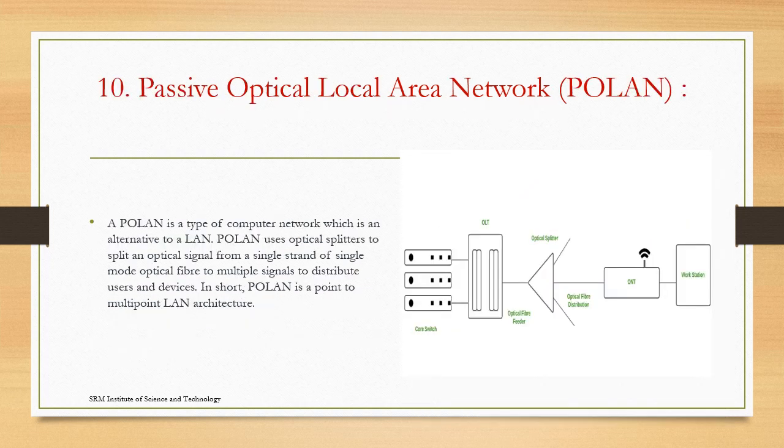And the next thing is passive optical local area network. Passive optical local area network is nothing but here we are using some switch, and from that we are transmitting the signal through an optical splitter, and then it will move on to the workstation. Okay, so that is called passive optical local area network. Here we are passing the signal from a single strand of single mode optical fiber. From the single mode, the signal will be passing on as multiple signals.